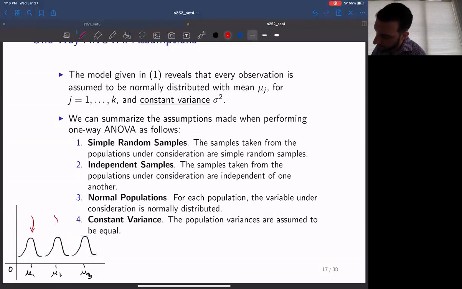So the idea here is constant variance, all normal, differing means.